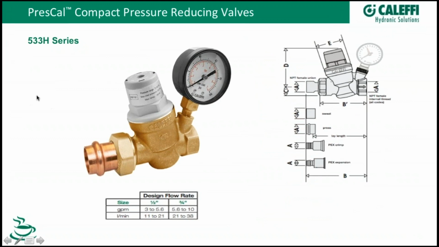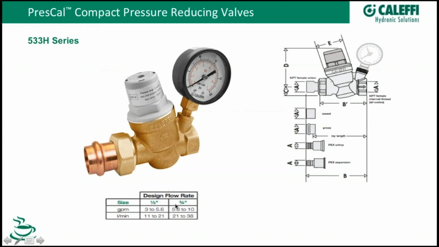This here is actually our cost fighter pressure reducing valve, and you can see here it's a little bit more compact, thus we call it the PresCal compact. You'll notice there's only a union on one side. We've got female NPT on the outlet side of the valve. This valve is only available in 1/2 and 3/4 inch sizes.